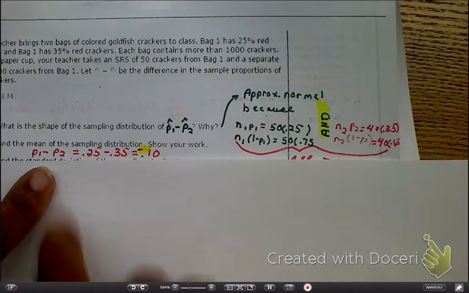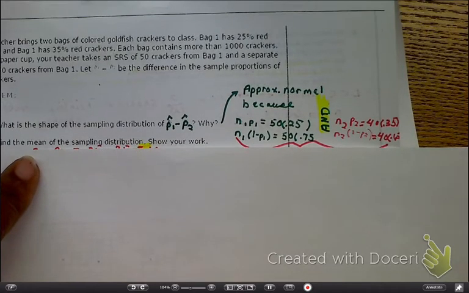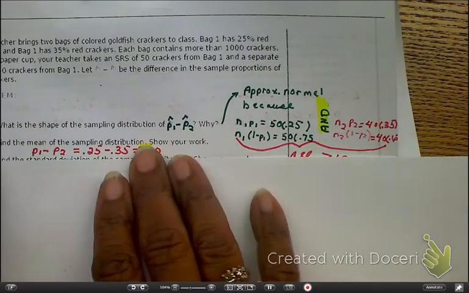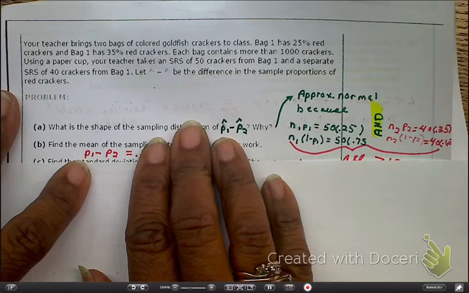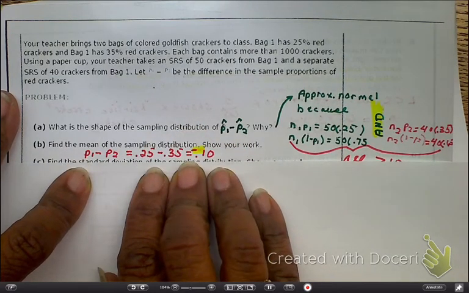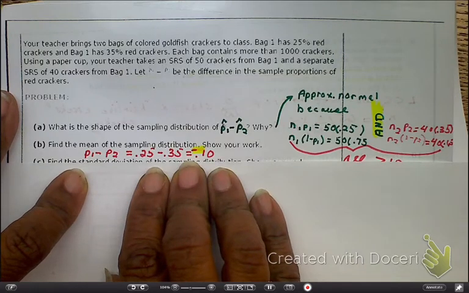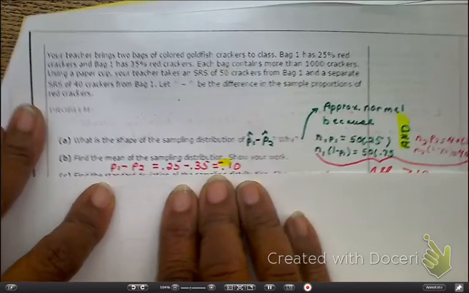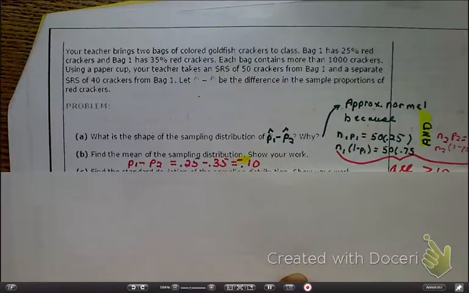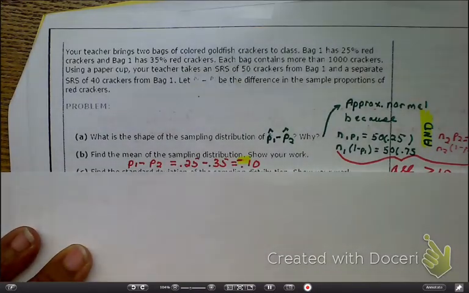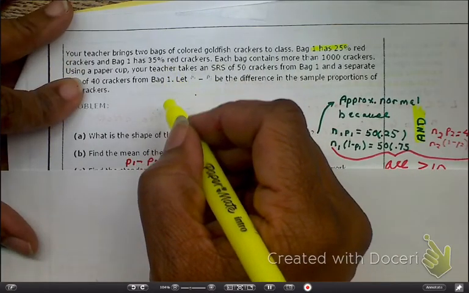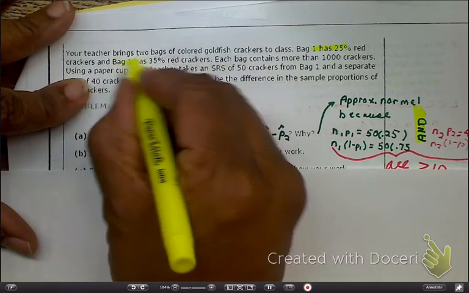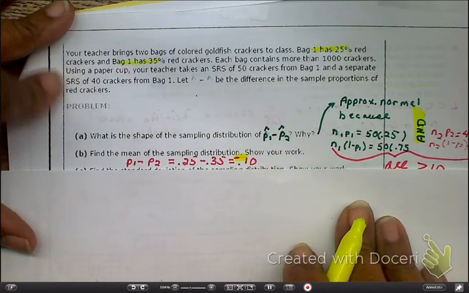Next, we look at the mean of the sampling distribution. Remember the mean is nothing but, as I cover this up, your p sub 1 minus your p sub 2. I'm sorry, now we can see it. So with that being said, you just do the math because you've got the proportion of one and the proportion of the other. Remember, that was derived from the following: the 35% that they have here and the 25% that they have here and the 35% that they have there.